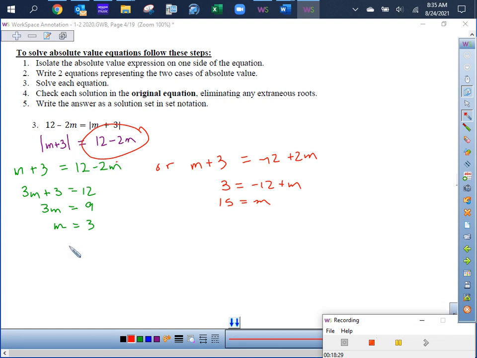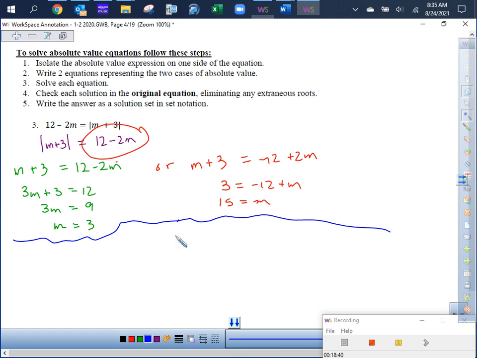All right, by solving the left side, I got m equals 3, and by solving the right side, I got m equals 15. Remember, these are possible solutions. Some of them could be extraneous, so I'll squiggle, squiggle, squiggle, and I want to check these guys. Hey, where should I check? A, B, C, or D? Where should I check? Back into D.